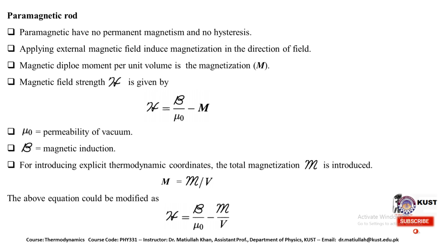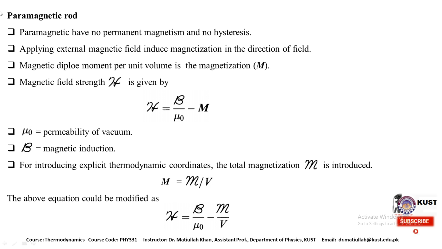The other part of the lecture is the thermodynamic description of another system, the paramagnetic rod. Just like the dielectric slab, we need to understand it first, and then develop the equation of state for the paramagnetic rod. We have different types of magnetic material. Some are ferromagnetic materials, which have an intrinsic, permanent magnetic moment.